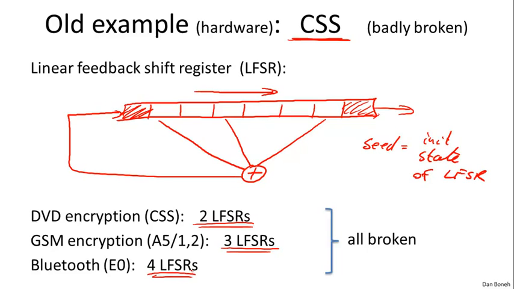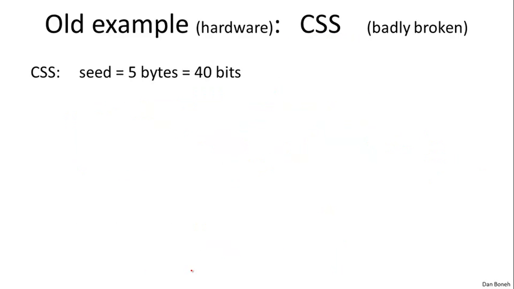But the simplest of these, CSS, actually has a cute attack on it, so let me show you how the attack works. So let's describe how CSS actually works. The key for CSS is 5 bytes, namely 40 bits. 5 times 8 is 40 bits. The reason they had to limit themselves to only 40 bits is that DVD encryption was designed at a time where US export regulations only allowed for export of crypto algorithms where the key was only 40 bits. So the designers of CSS were already limited to very, very short keys, just 40-bit keys.